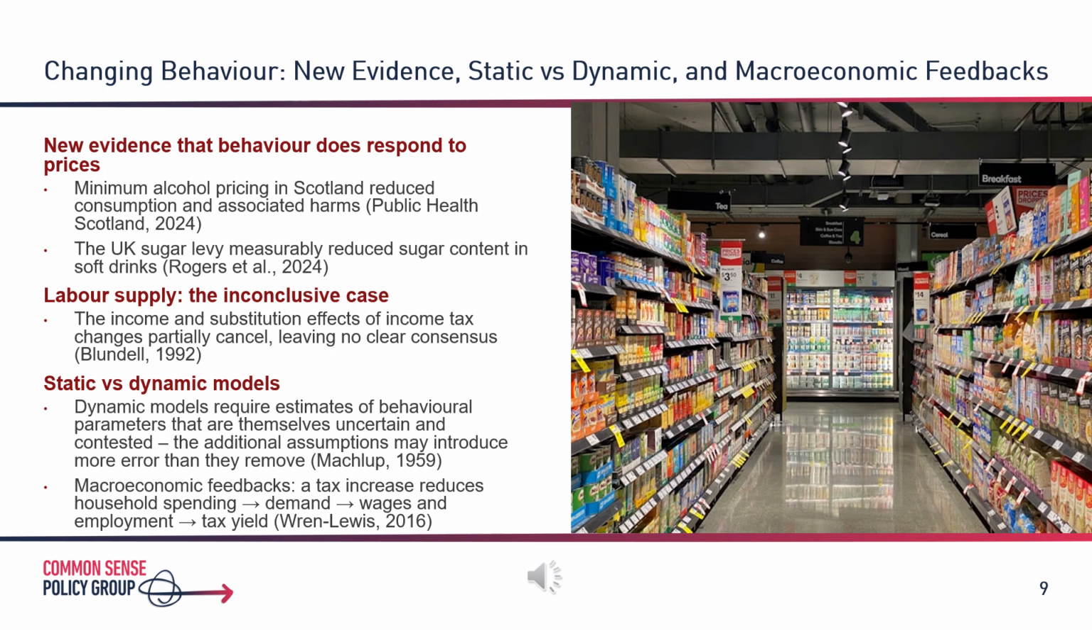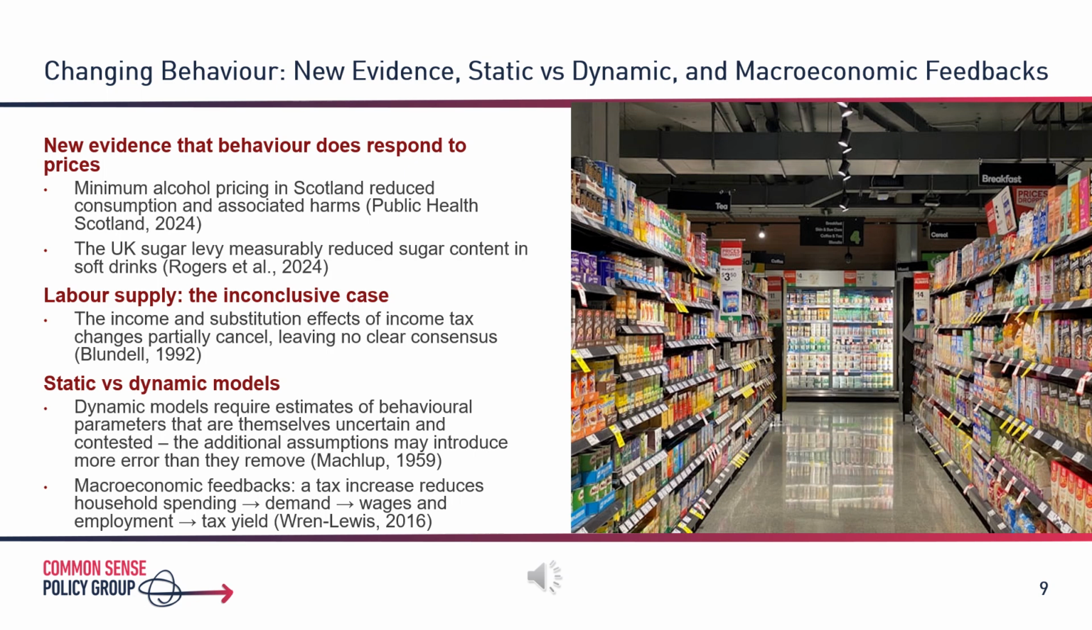to achieve. For labour supply, the most frequently cited behavioural concern in income tax analysis, the literature remains genuinely inconclusive. The income and substitution effects of a wage change pull in opposite directions, and their relative magnitudes vary across different groups in the population. The empirical literature has not settled on a consensus labour supply elasticity, which means dynamic modelling of income tax effects would require assumptions that are themselves contested.